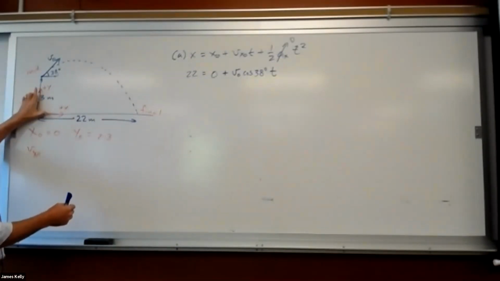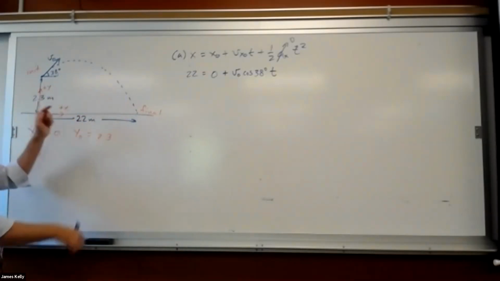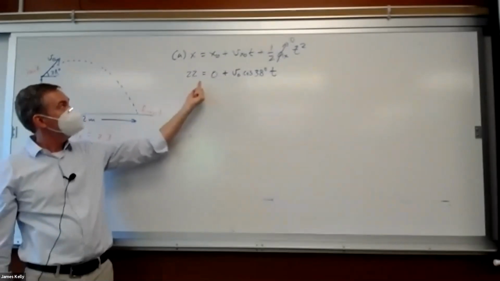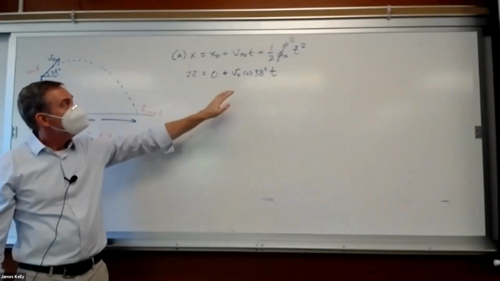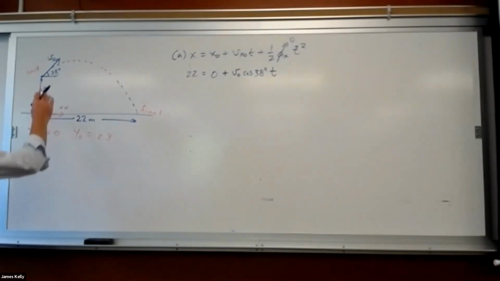My coordinate axis is down here, so x initial is 0. X final is 22, so I plug that in, right? X final is 22, x initial is 0. And then for Vx0, well, I'd like to be able to use that 38. It's a piece of information that I know.